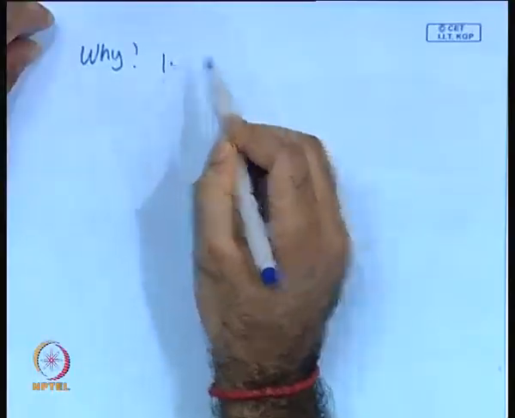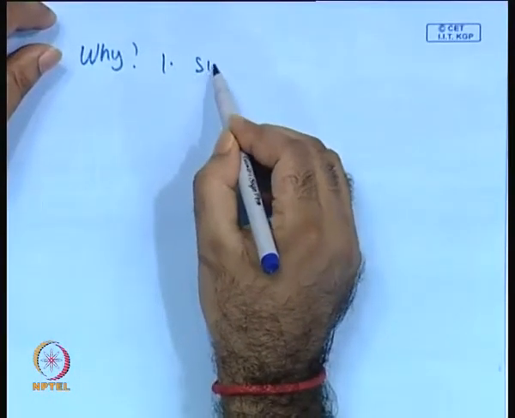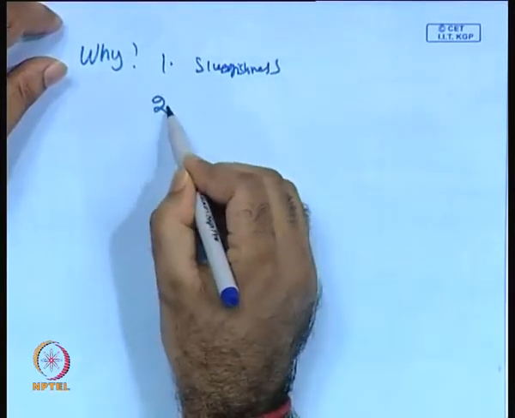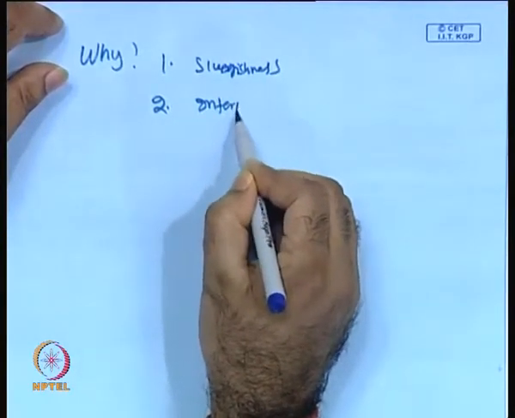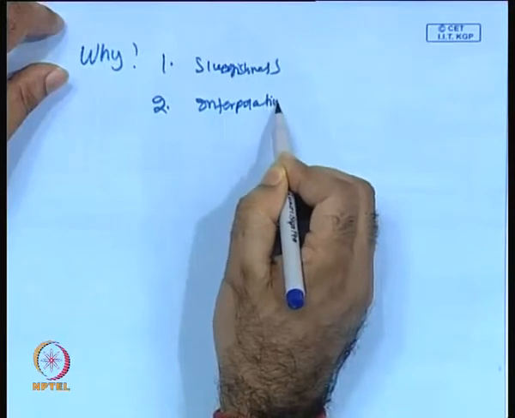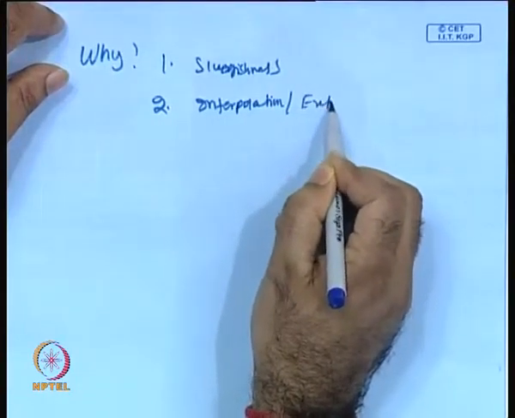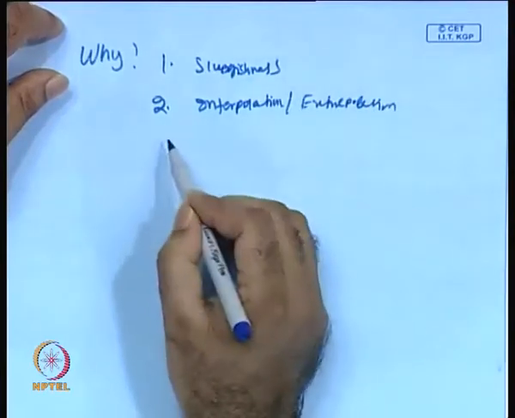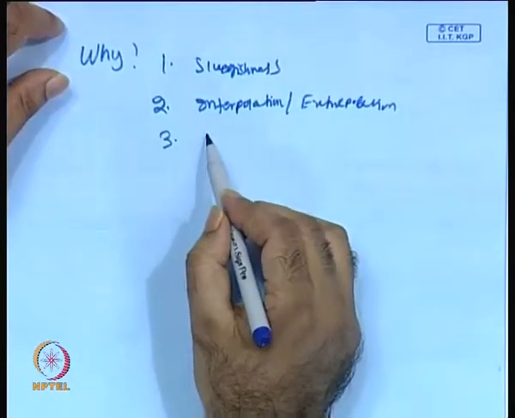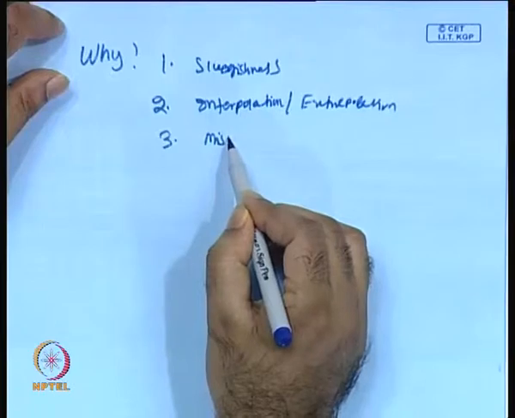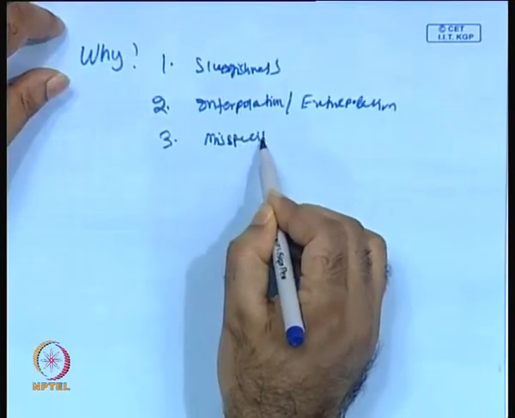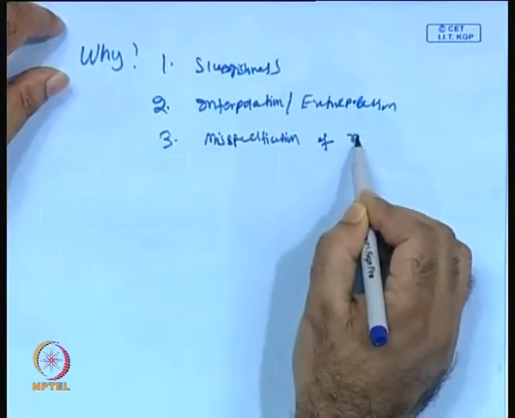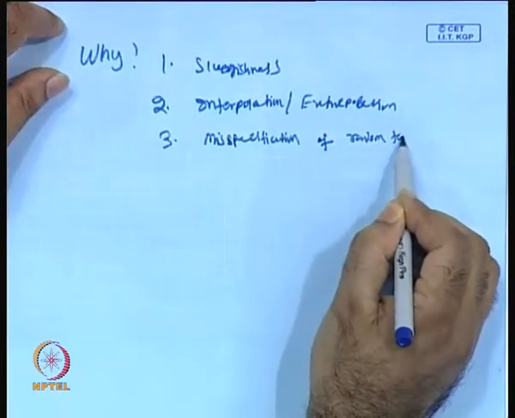Okay, so similarly, the first is sluggishness, then second is interpolation or extrapolation, and third is misspecification of the random term.